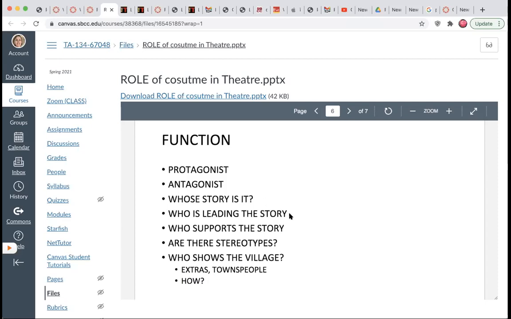So who's leading the story? Who are the leads? This is very clear in this play. Who are the supporting characters? Who supports the story? And how do they do that? Where are their stereotypes? Can you think of one in The Thin Man that we've just read about today?